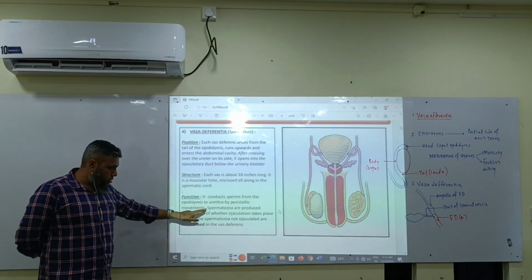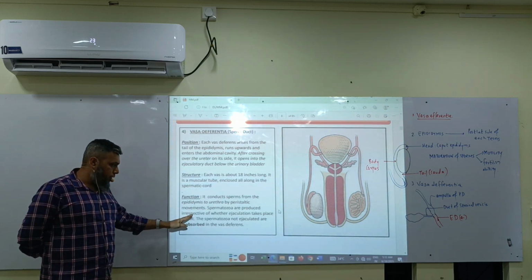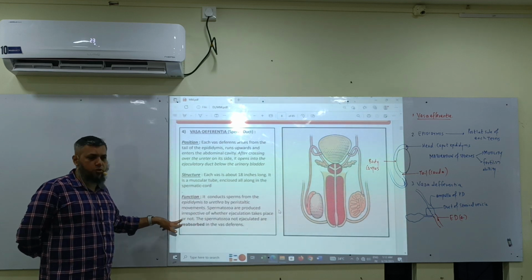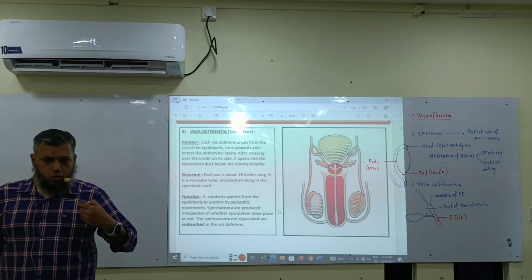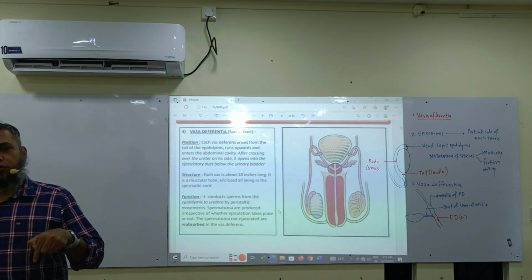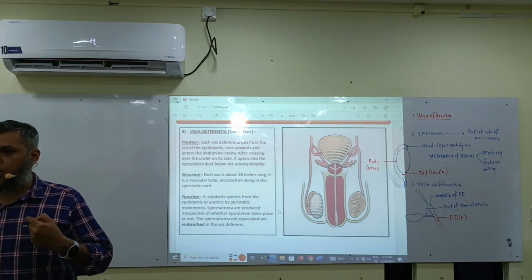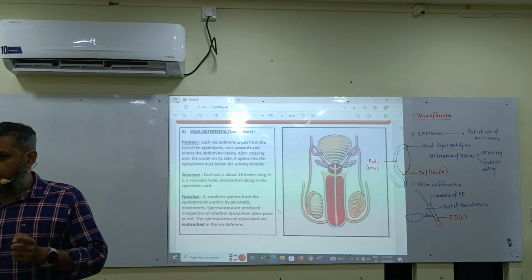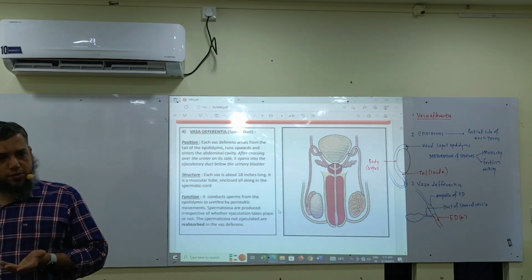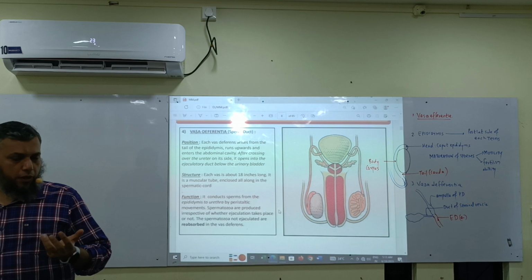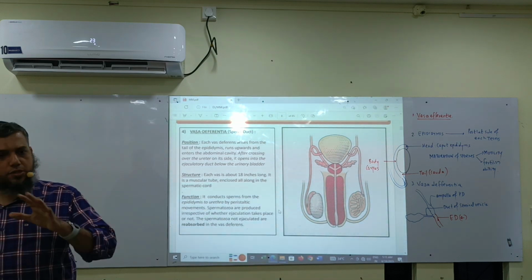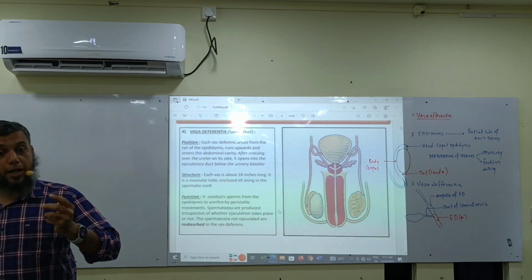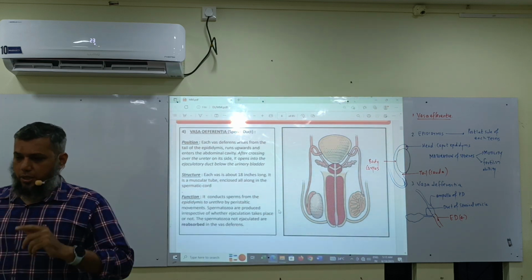So listen to this point. Spermatozoa are produced irrespective of whether ejaculation takes place or not. So that is what I told: the process of sperm formation is 24/7. Continuously sperms are produced, even though the male ejaculates or does not ejaculate. Got my point? During sexual intercourse, it will be a voluntary process. But if it is full, then it can take place involuntarily in sleep.